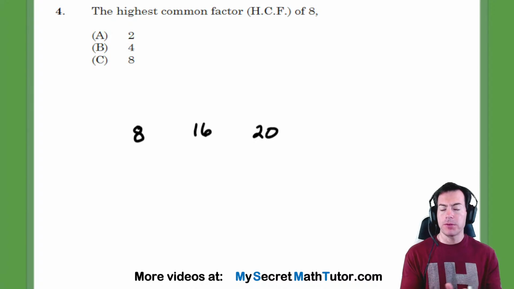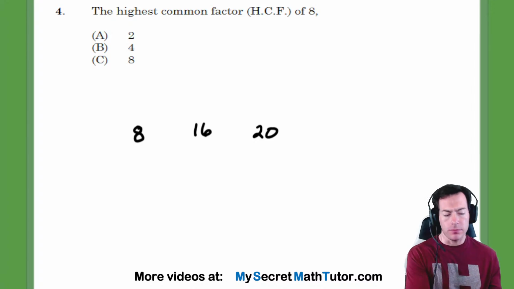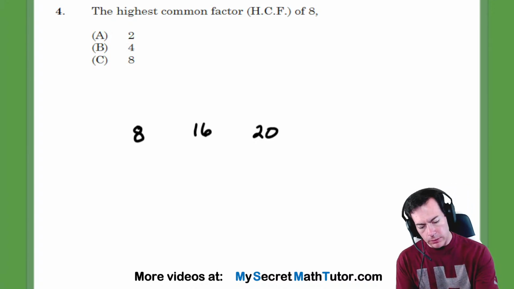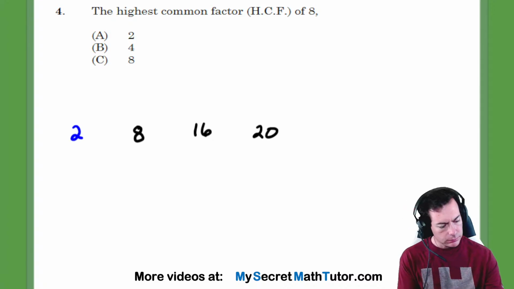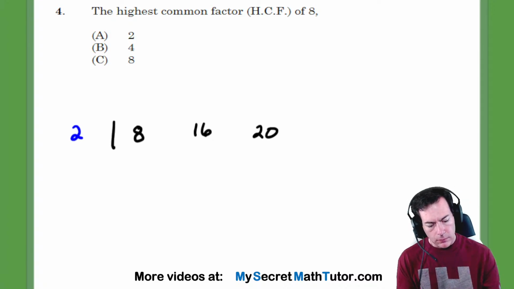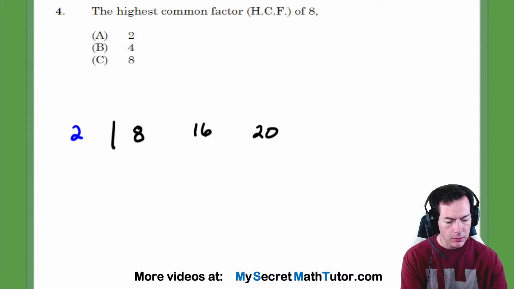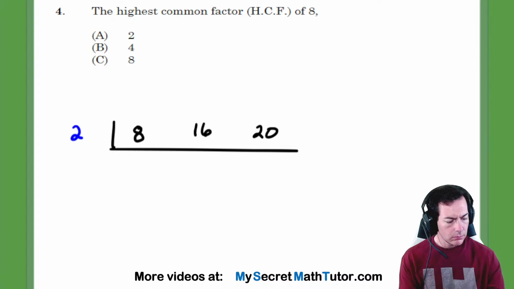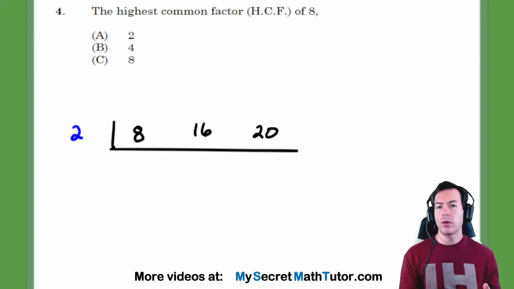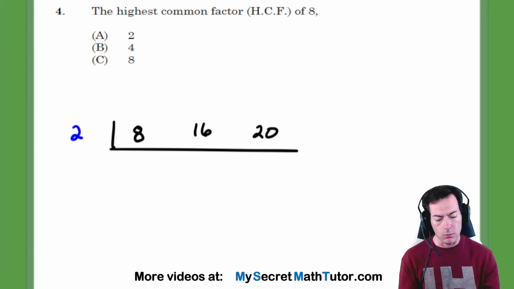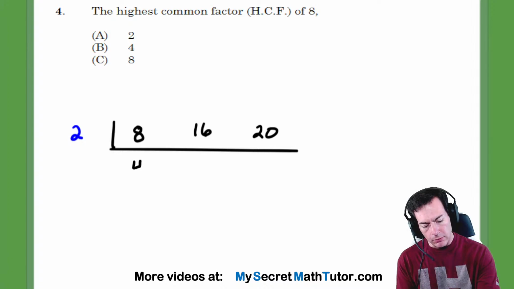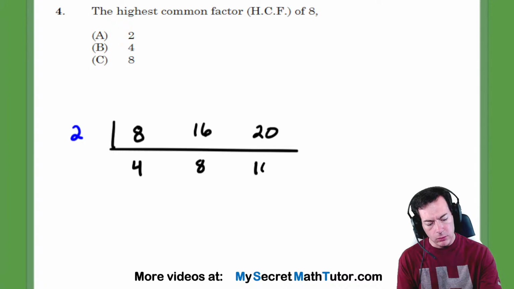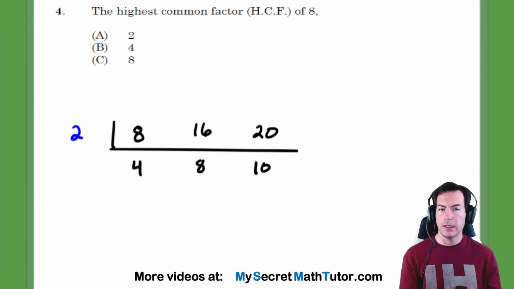So looking at all the numbers, I know that 2 goes into all of these. So I'm going to write the 2 off to the left here, and then I'm going to write down this upside down division symbol. Because now I'm going to take every single one of those numbers and divide it by 2. So 8 divided by 2 gives me a 4, 16 divided by 2 turns into an 8, and 20 divided by 2 turns into a 10. So I've reduced them a little bit. Now I'm going to continue on.